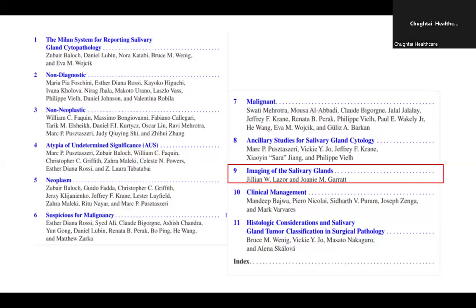Here is the index of the second edition of the Milan system. There is a chapter for each of the diagnostic categories, and there's a new chapter on imaging that is added in the second edition.